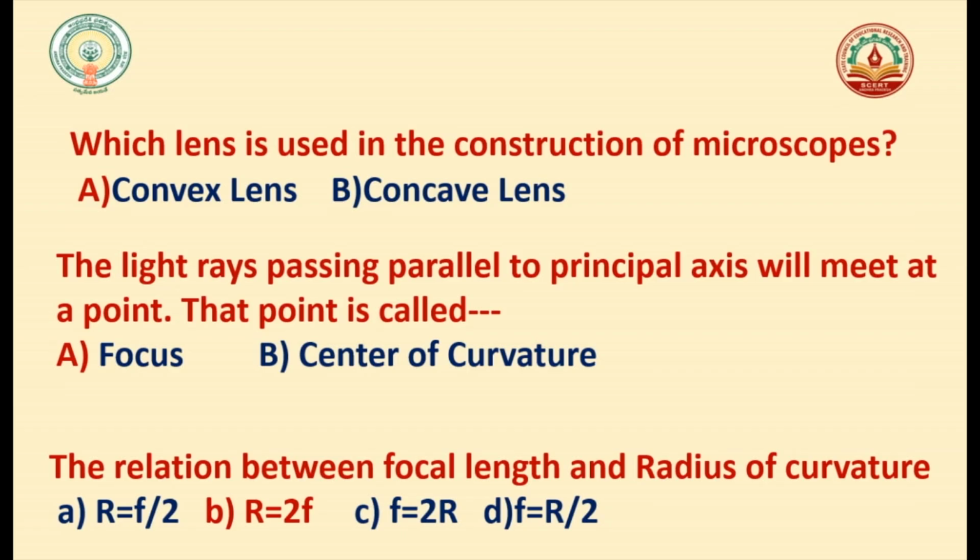Which lens is used in the construction of microscopes? Light rays passing parallel to the principal axis will meet at a point. What is the relation between the focal length and radius of curvature? Likewise, we have to pose some questions.